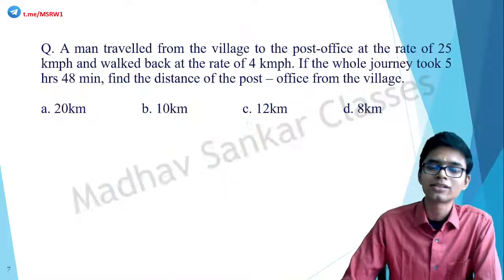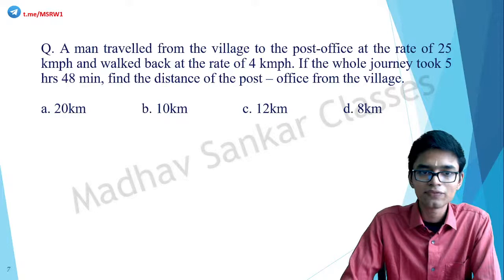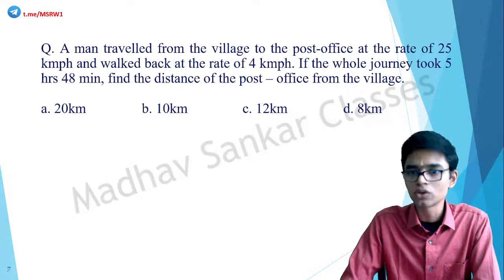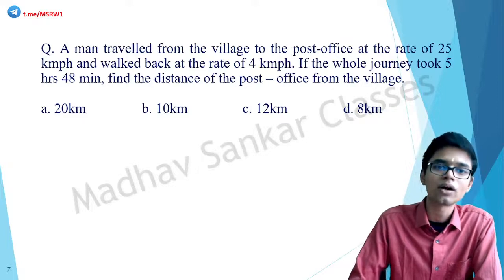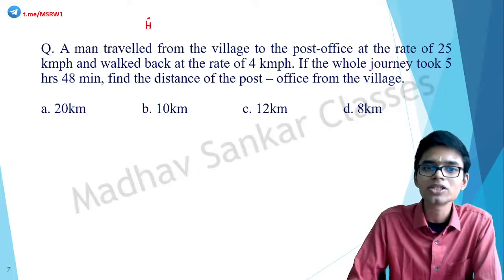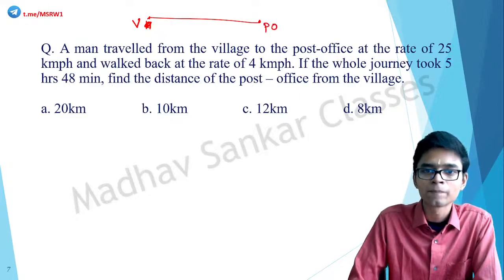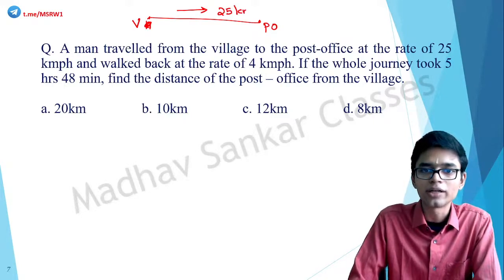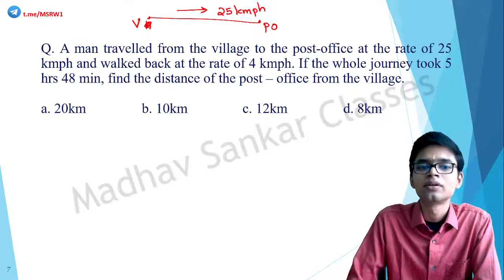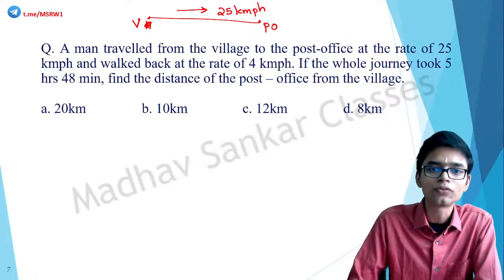Okay, next question. A man traveled from the village to the post office at a rate of 25 kilometers per hour. Okay, so his house is somewhere here in the village and we will denote it by B. Okay, and then the post office is somewhere here. He walked towards the post office from the village at a rate of 25 kilometers per hour and walked back at the rate of 4 kilometers per hour.